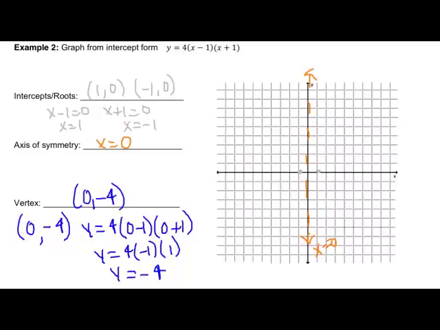So if we go to our graph, go down 4, and connect our points, that is the graph of our function. Again, our a value, our 4, is positive, so our function is opening up. So again, there are 3 different forms that we can use to graph quadratic functions. Again, you always need 3 points in order to graph a function. So once you find the vertex, you have to find those other 2 points. Or once you have the roots, you have to find the vertex in order to get those 3 points to graph.